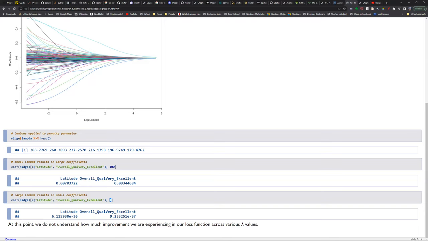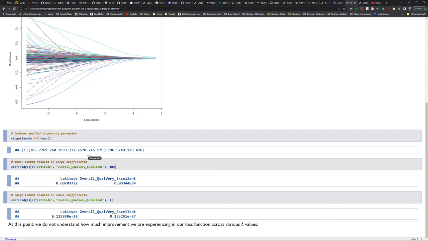Just a clarification here. This is not the lambda, I said something wrong here. This is the 100 rows that this matrix has. So the first one is going to be the lambda that the function chose as the starting point, which is going to be kind of a large lambda, and then it's going to go increasing that lambda, okay?